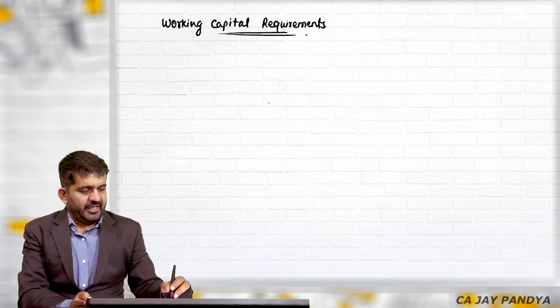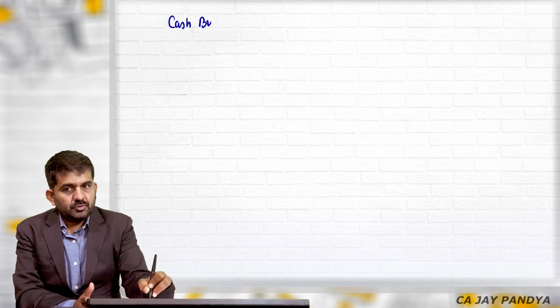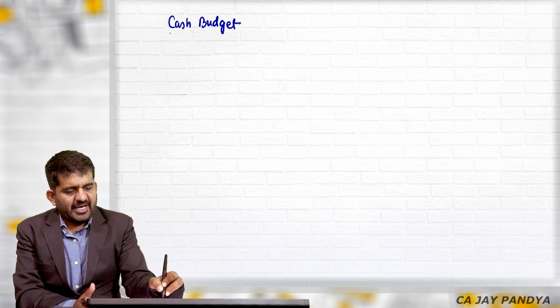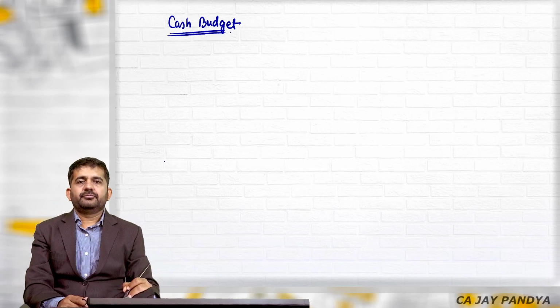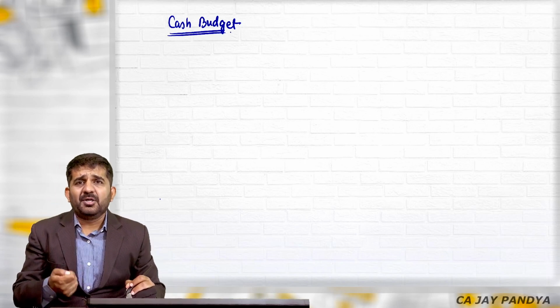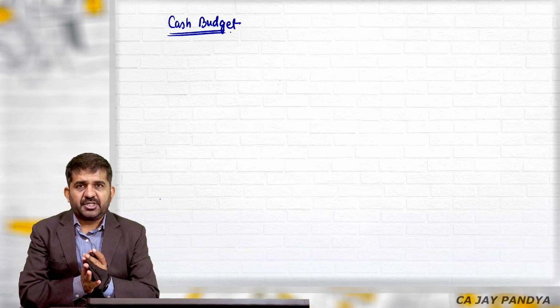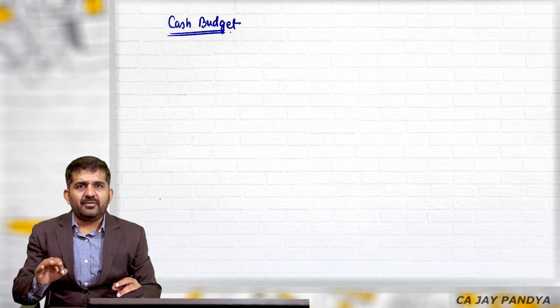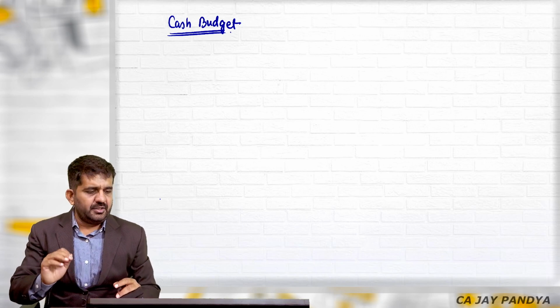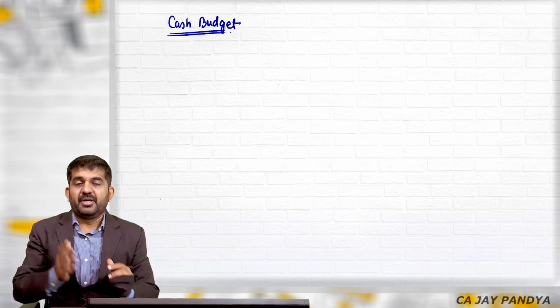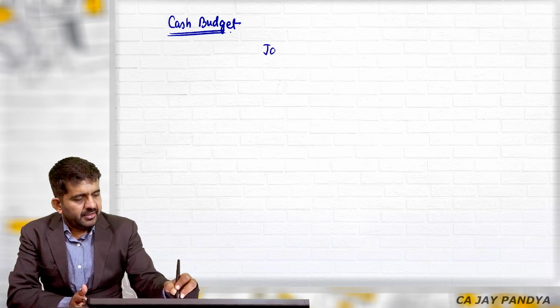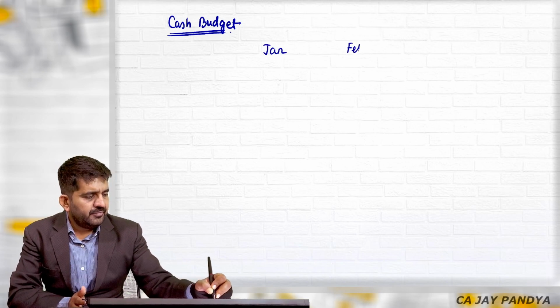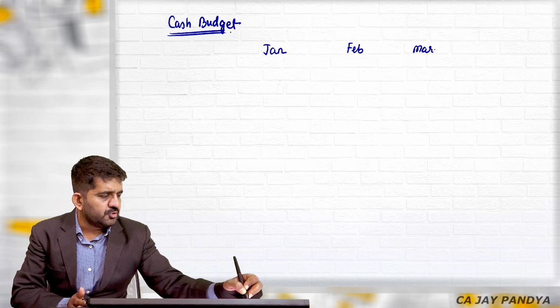Let us then go to the next point, which will be cash budget. A very simple point to be solved in this particular chapter is cash budget. Currently, we are in the month of, say, December. Next will be January, February and March.